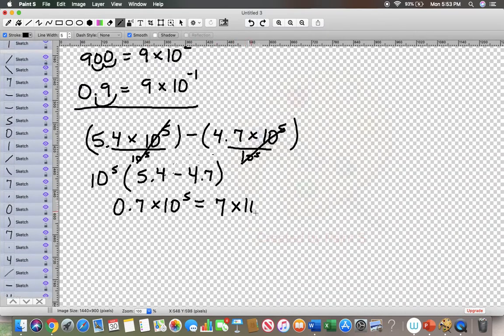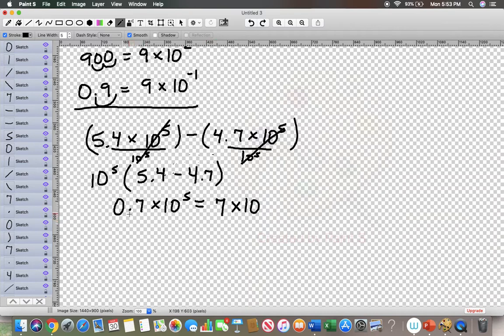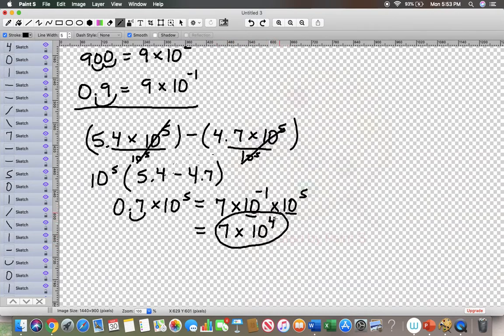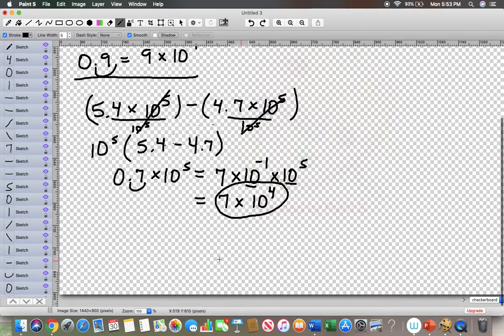So that's 7 times 10 to the, all right, I moved the decimal to the right one place. If I move it to the right, that would be a -1 power. But I also have a 10 to the 5th power there as well. Now, multiplying same base, add the exponents. -1 plus 5 is +4. This is my final answer in scientific notation.